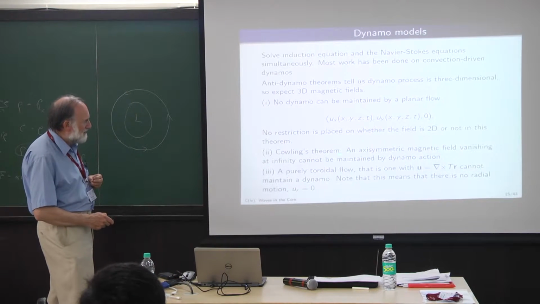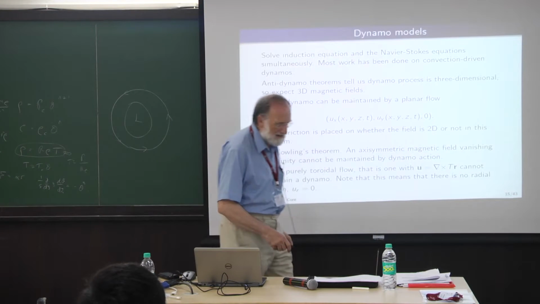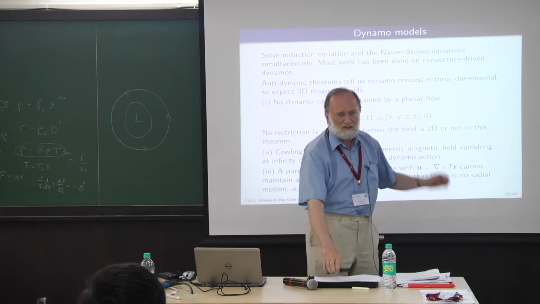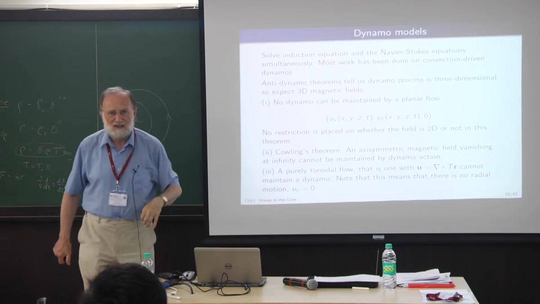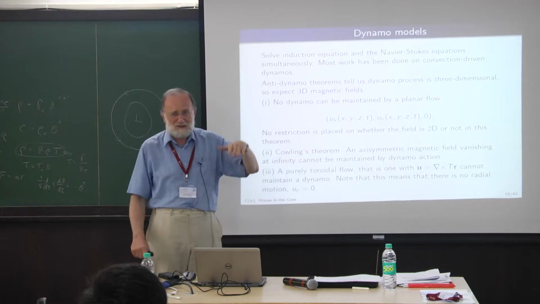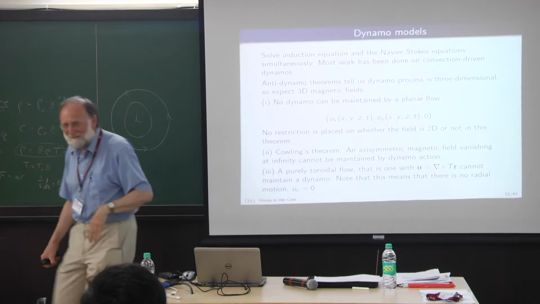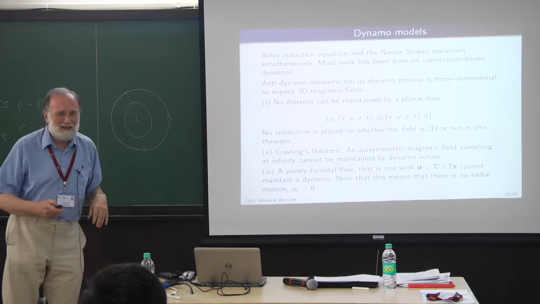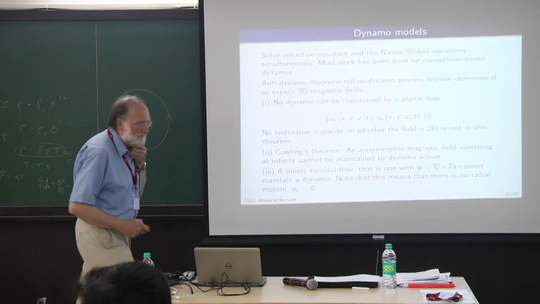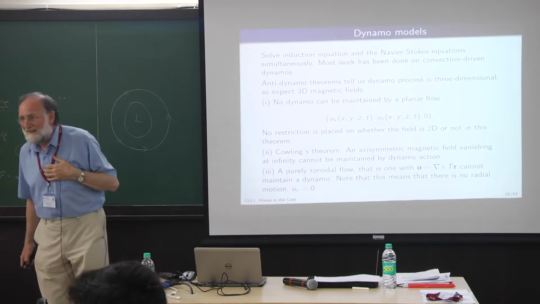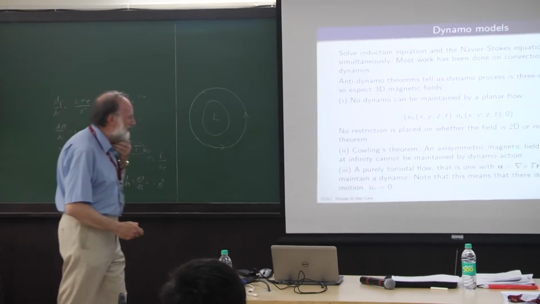Cowling's theorem tells you that an axisymmetric magnetic field vanishing at infinity cannot be maintained by dynamo action. If you want a proof of these statements, look at my Les Houches notes. It's all written out, line by line in there. Not as neat as Chandrasekhar, of course, but my rather poor attempt to model his style. So you can see that in the Les Houches lecture notes. Okay, so that's Cowling's theorem.